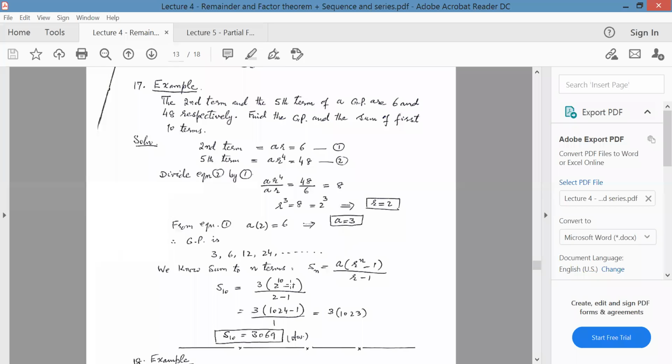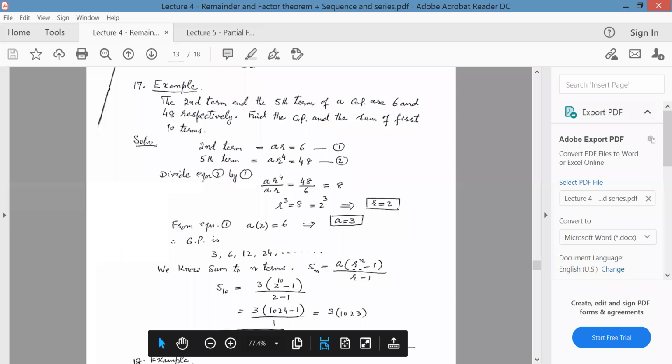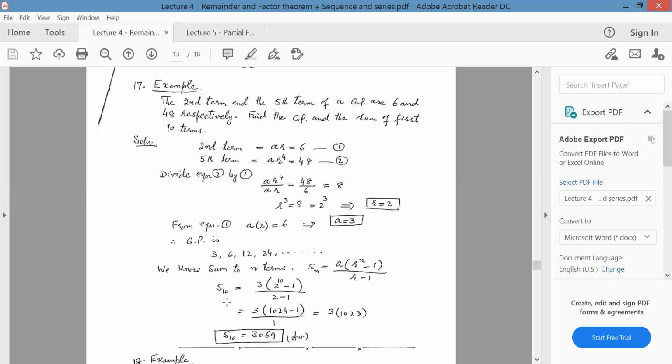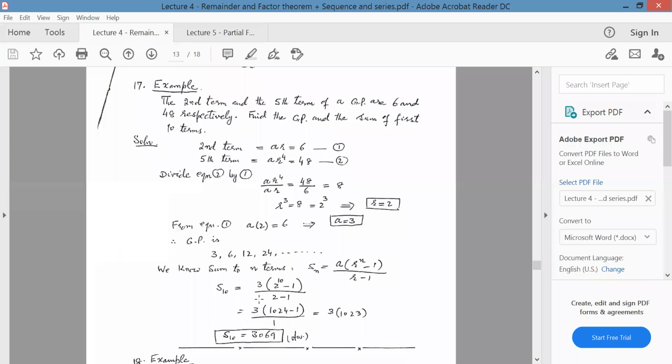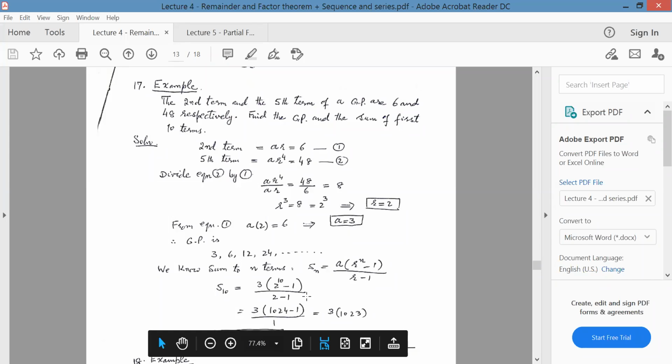The value of A is 3, R is 2, power 10 because n is 10, minus 1 over R minus 1. 2 minus 1 will become 1. This is 3. 2 power 10 calculate. This is 1024 minus 1.